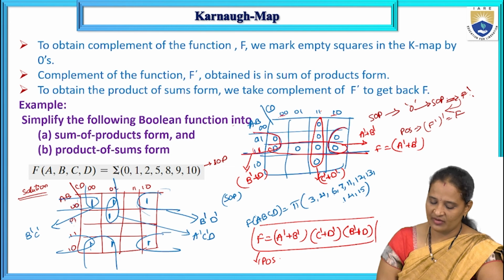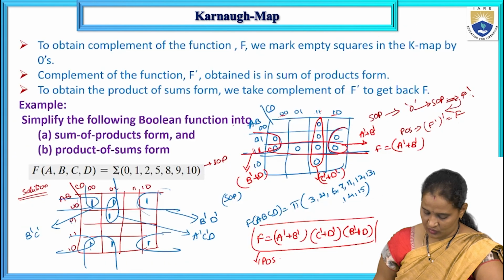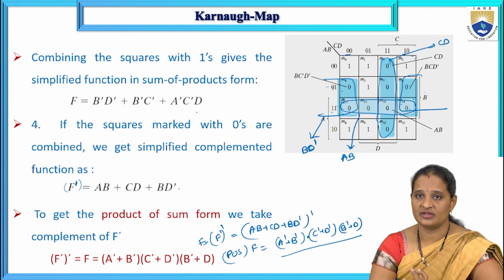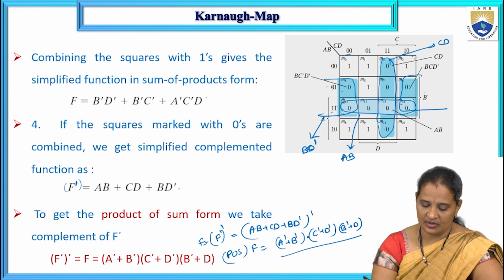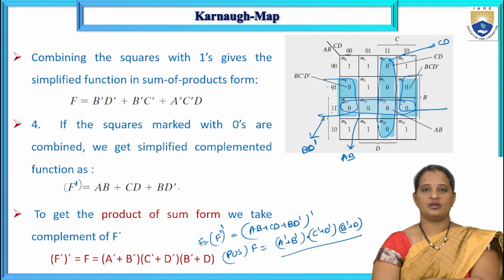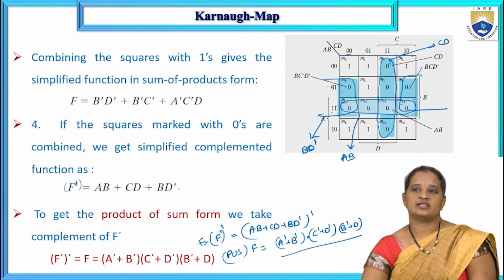Or else another way also we can do it. We all know that the dual of SOP is nothing but POS. So this is the expression here. So we can also get the dual of SOP as POS. That is how we can do that, and we can simplify the Boolean expression.